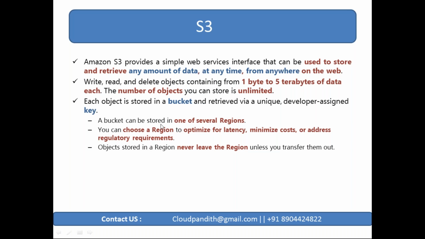Okay, so a bucket can be stored in one of several regions. So wherever you want to create this S3, you can create. As we discussed yesterday, we have 22 regions, 5 more regions are coming. So in that entire 27 regions, wherever you want to store, you can choose. How you select the region is based on the latency. Let's say I have a region available in India, I have a region available in US, but which one I have to select? As I am in India, I have to select India region.